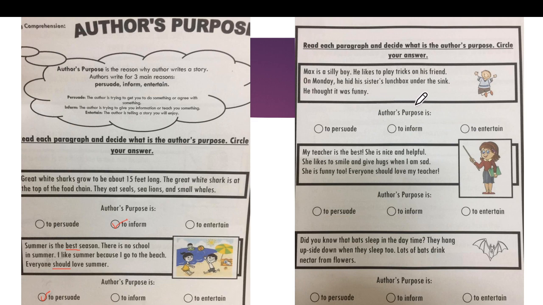What do you think? What is the author's purpose? Is the author trying to persuade you to be the same as Max? Or is he trying to inform you, give you some facts about Max? Or is he trying to entertain you with a funny story about a boy called Max? To entertain, right. Let's go to the next one.